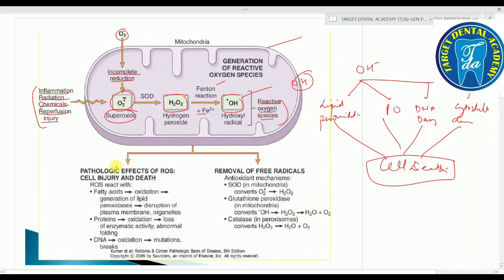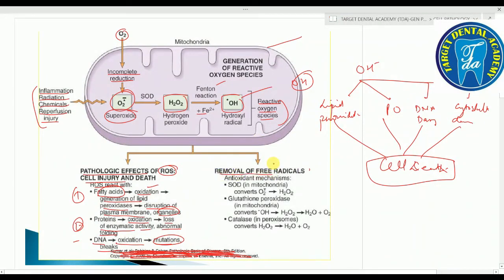Fine. Now the pathologic effects of the ROS: cell injury and death. So the ROS reacts with the fatty acids and causes oxidation, which leads to generation of the lipid peroxidase, and finally there is disruption of the plasma membrane and the organelles. While the proteins undergo oxidation, which further leads to the loss of enzymatic activity and abnormal folding. While the DNA undergoes oxidation and mutation.